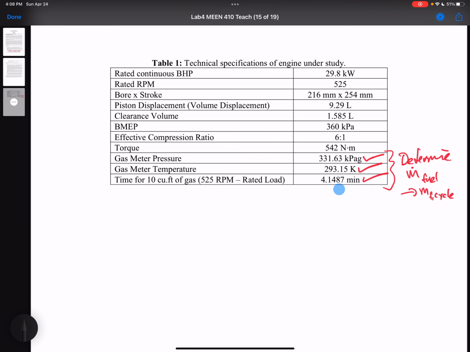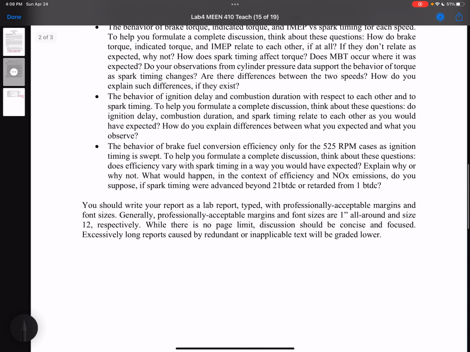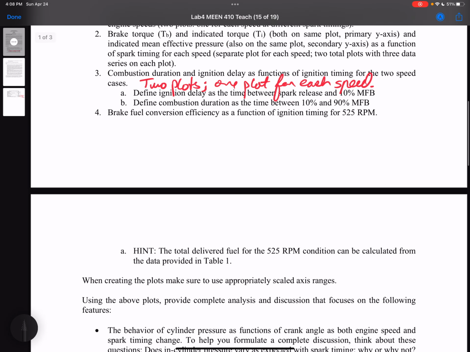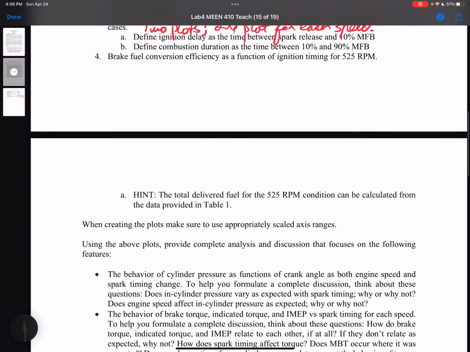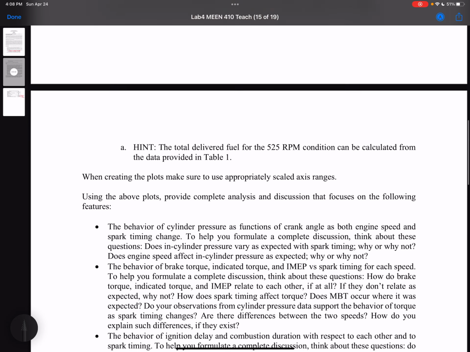So you have fuel flow rate data for 525 RPM, and that's the only case that you can plot the brake fuel conversion efficiency for, okay? And so you'll be plotting that as a function of ignition timing. And there's this little hint here, of course, that tells you how to determine that fuel flow rate based on the data that's given to you in Table 1, as I've already described.